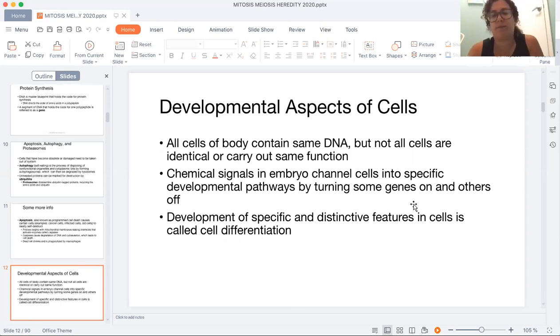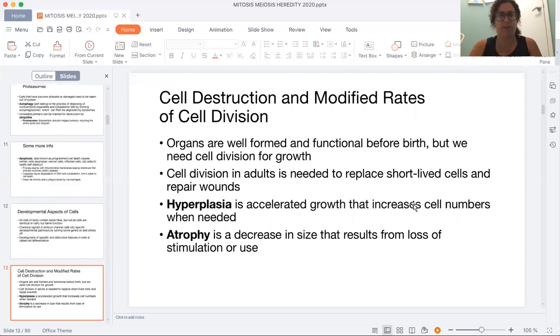We also find with development that the way these signals are carried out gives each cell a distinctive feature, and that causes cell differentiation. So we all start out as this little stem cell, and some of you might have heard about embryonic stem cells, but then through this signaling system, our cells now know what to do and how to become different.